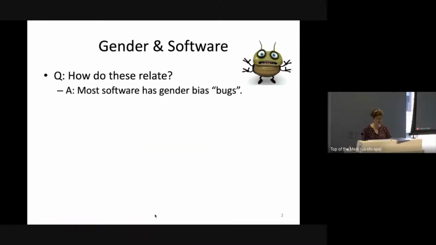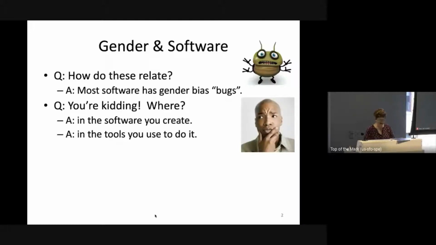So gender and software, how do these even relate? It turns out that most software has gender bias bugs. Now we have a worried software developer thinking about their workload, and they're going, you're kidding. Oh no, more work, where? And the answer is in the software that you all are creating. By you all, I'm talking about software developers and everybody else who helps to create that software. That's bad. And not only is it in the software that you are creating, but it's also in the tools that you are using to create it.